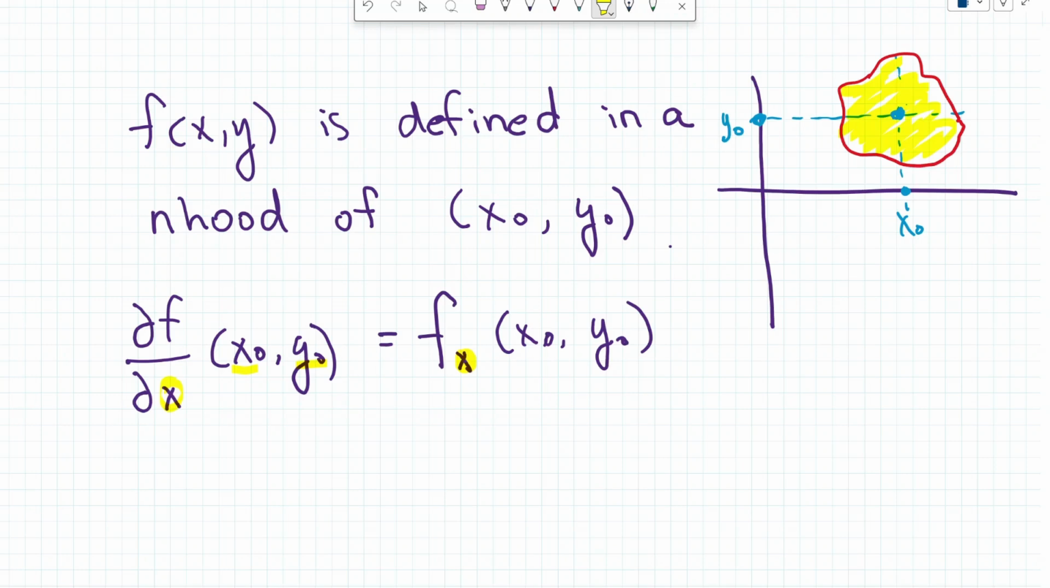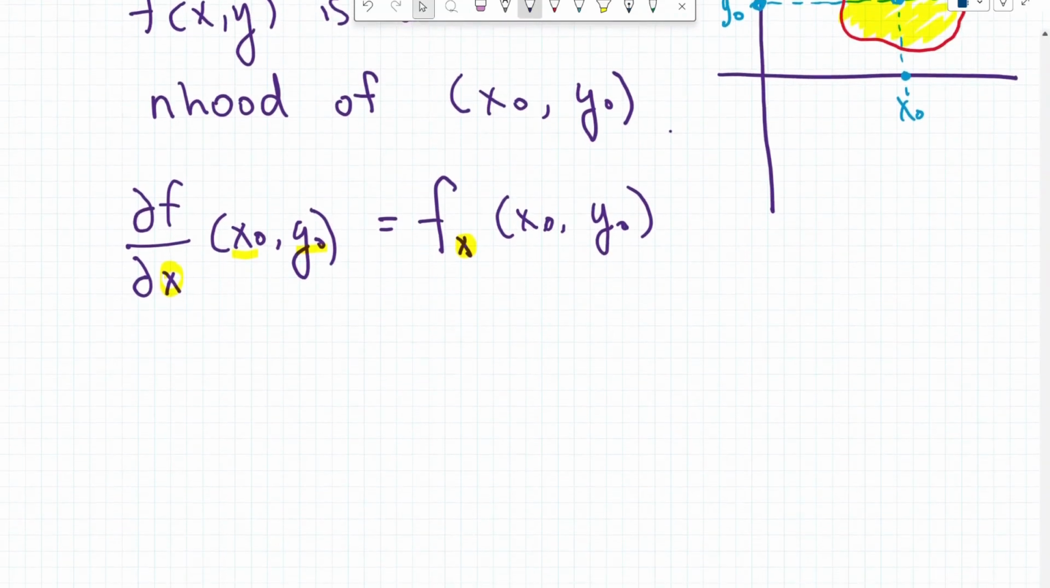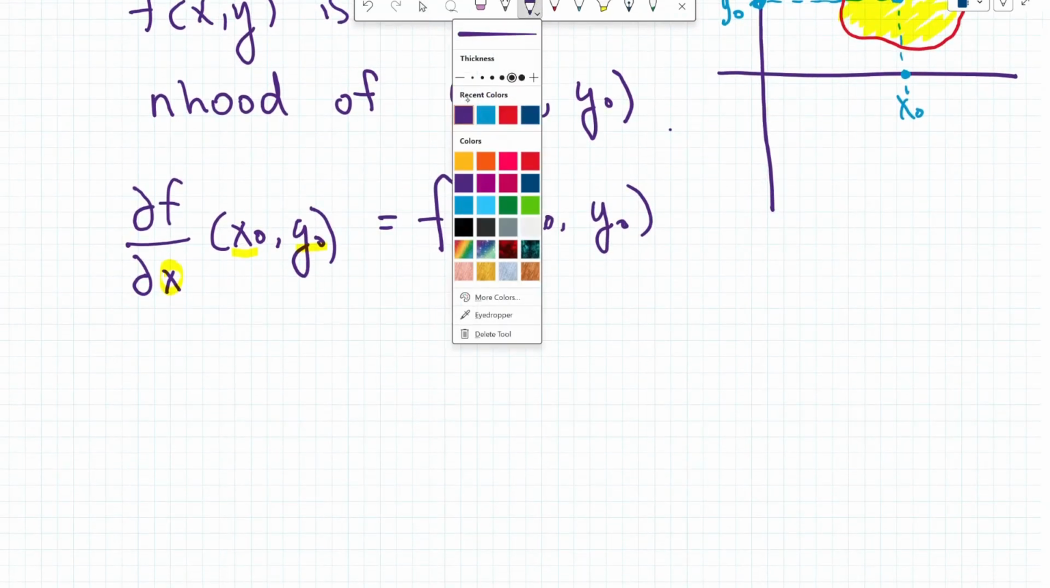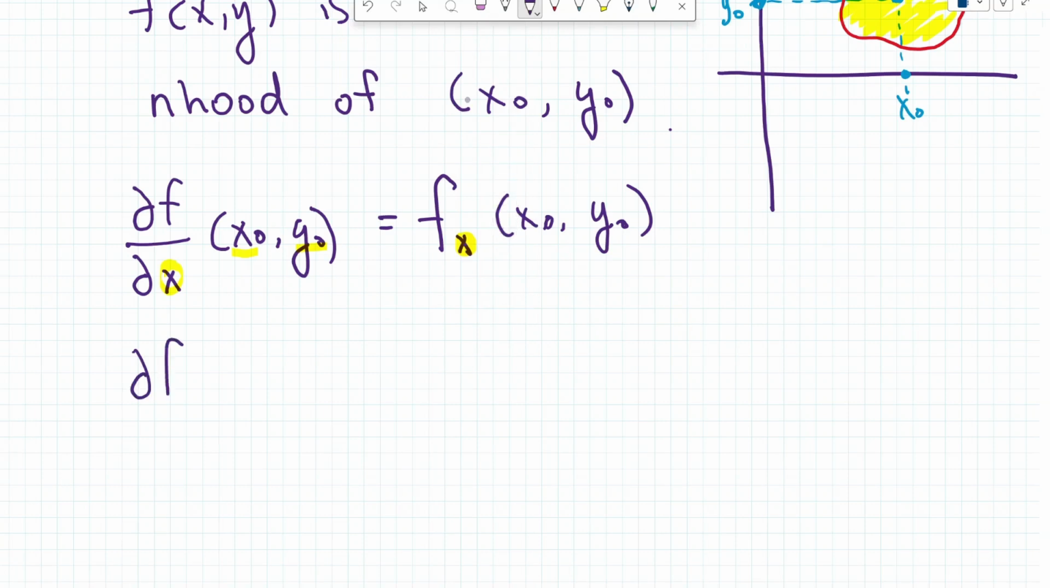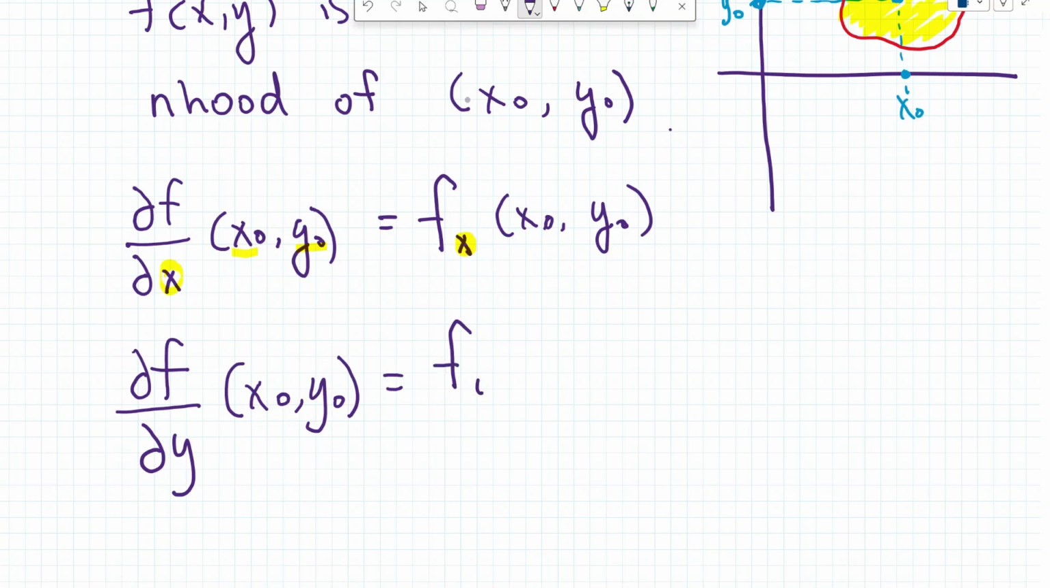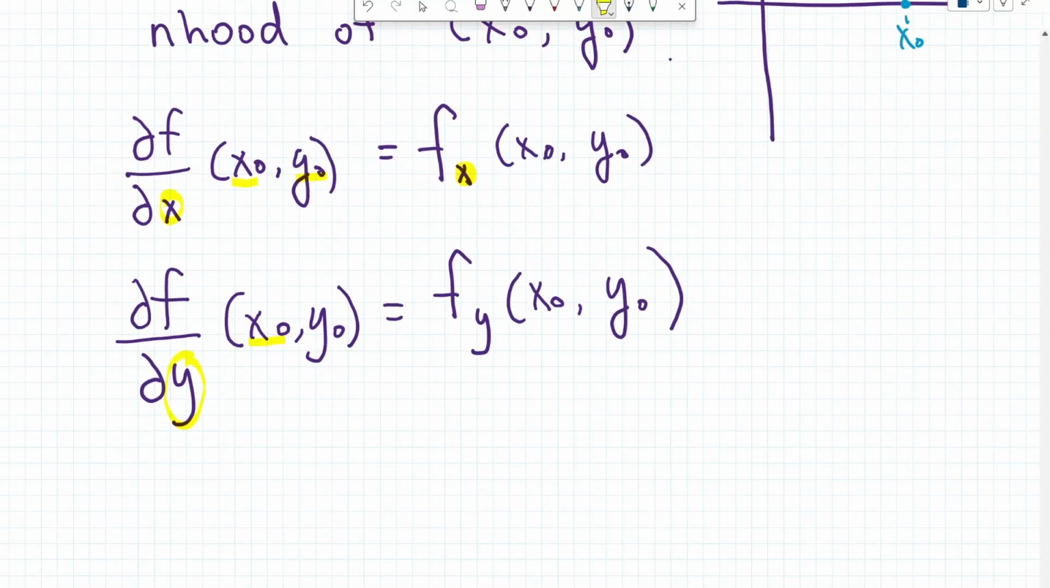Similarly, we can have this definition for the partial derivative with respect to y. That is going to give us the partial derivative of f with respect to y at x0, y0 equals f sub y of x0 and y0. Again, this is the partial derivative of f with respect to y at a given point x0, y0.